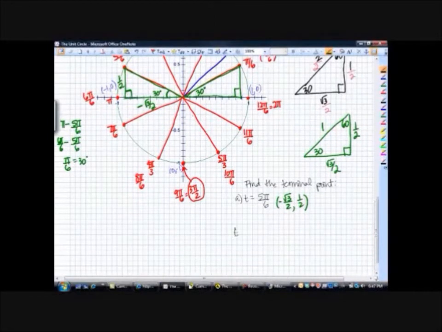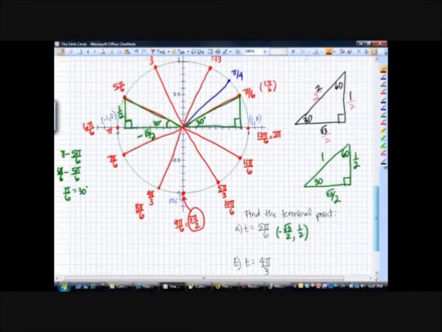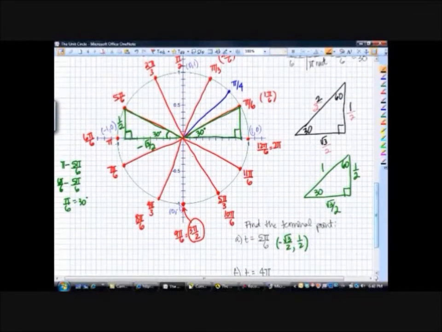Okay, what if we have to find the terminal point of an angle such as 4 pi over 3? Let's look at the angle 4 pi over 3 on our unit circle. Do you see that on the unit circle, 4 pi over 3 is right here? So let's go ahead and draw our reference triangle. We need to figure out what this length is and what this length is to figure out what the x and y coordinates of the point 4 pi over 3 are.